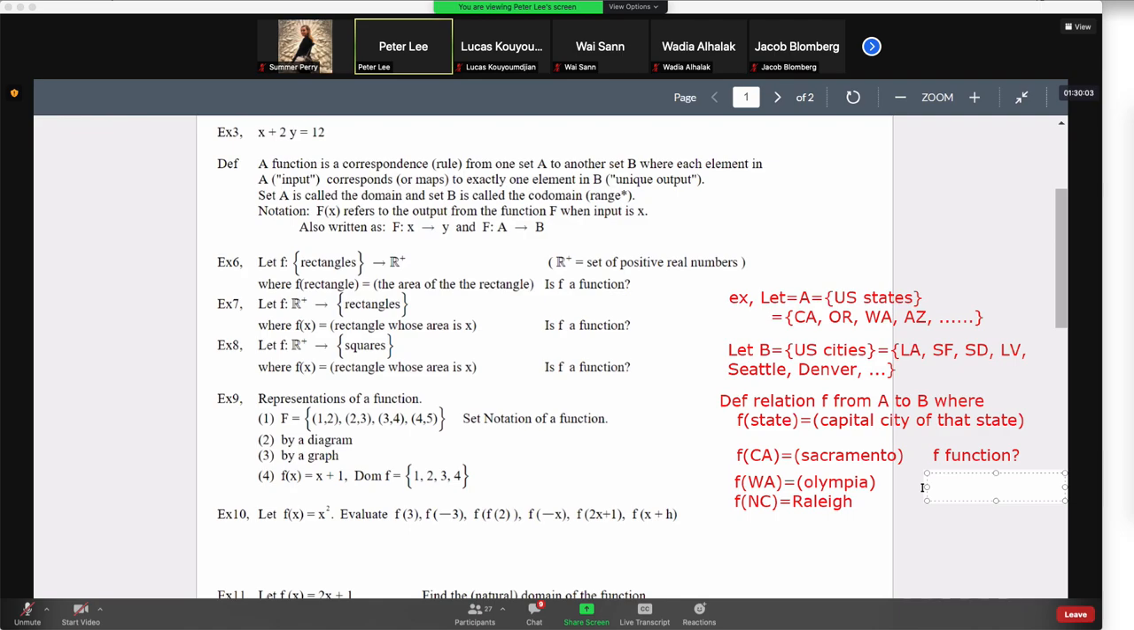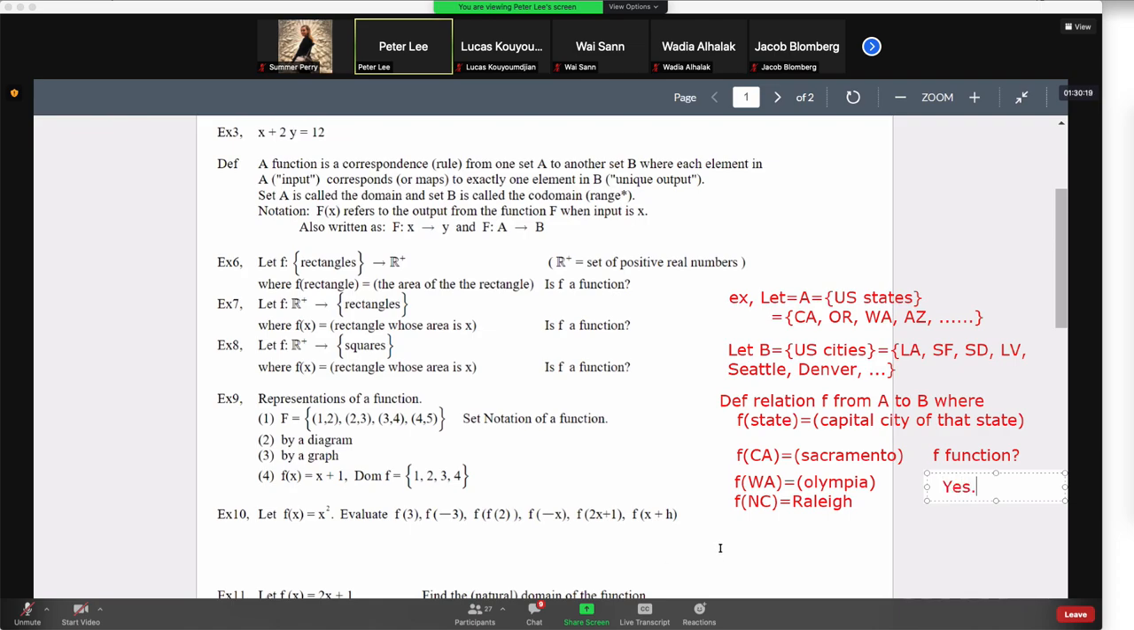But anyway, if there is exactly one output for every input, then that's a function. If you have two or more outputs for any input, then that is not a function. But all of these are still relations. And in this case, is it a function? And the answer is yes.